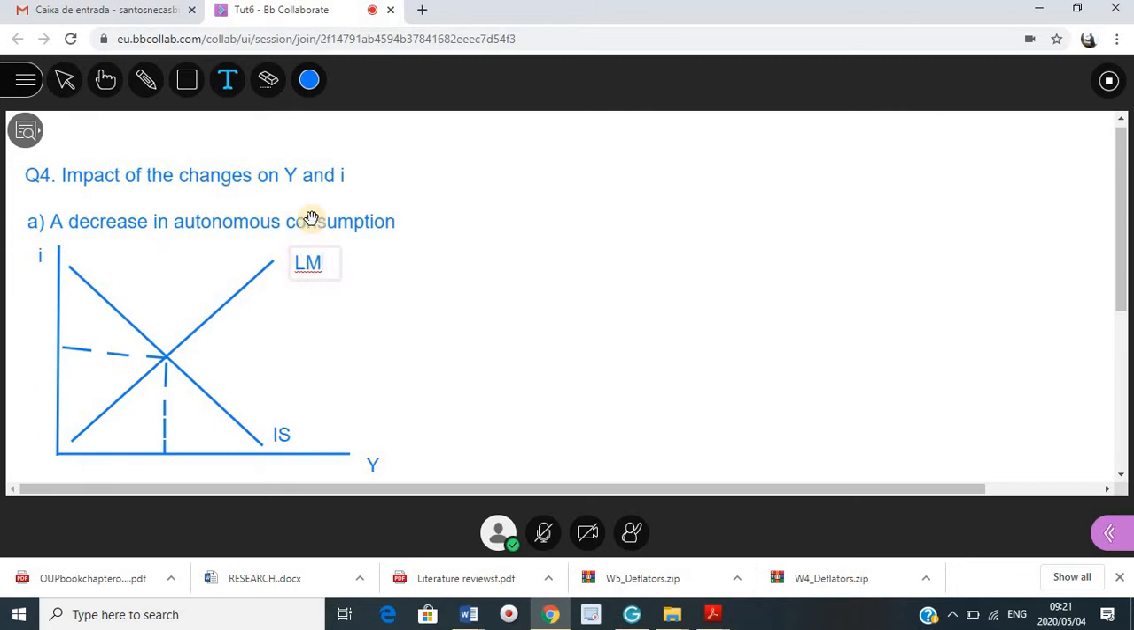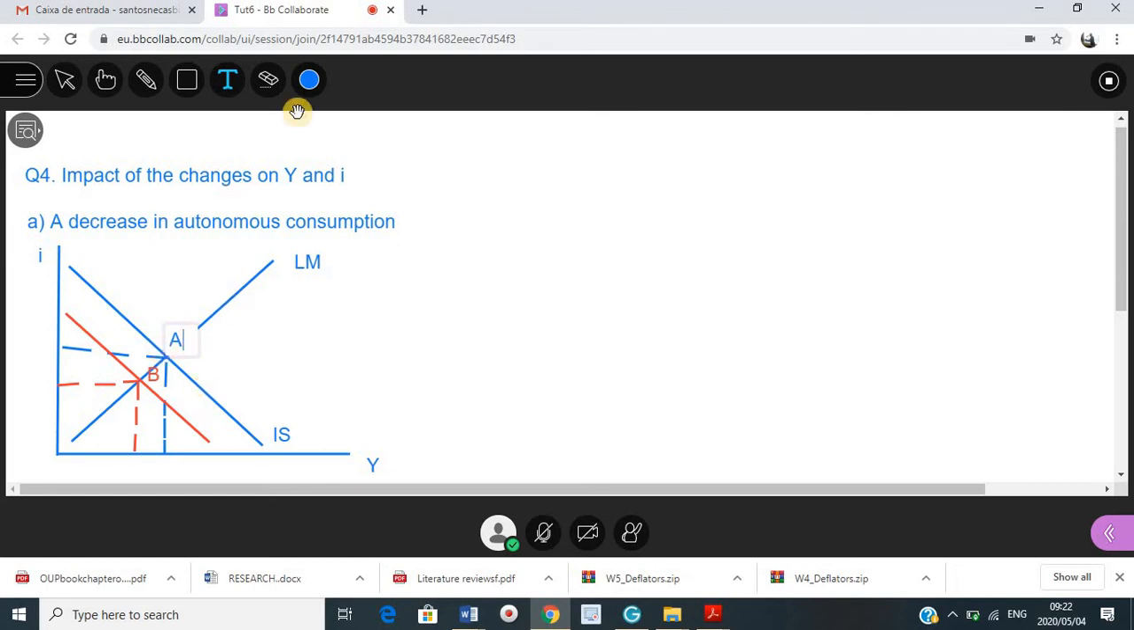So if this falls, basically we can say that this is going to shift our IS curve to the left, and we have a new equilibrium. Very good. So I will label this B, and I will label the first one A.